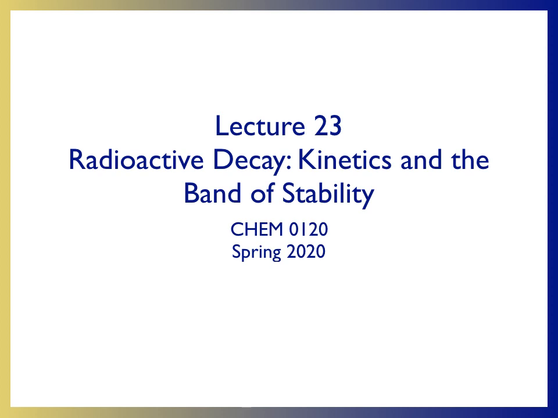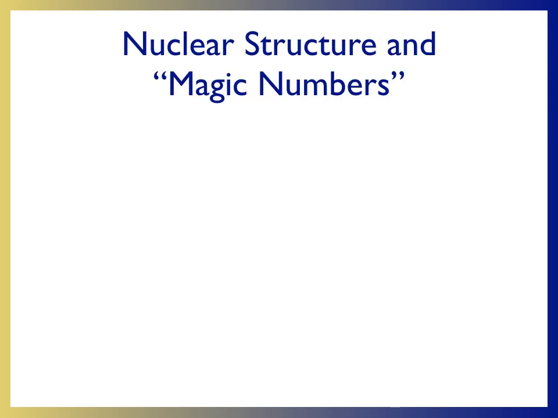Lecture 23, Radioactive Decay, Kinetics and the Band of Stability. In a previous lecture, you were introduced to radioactive decay and the different forms it can take. We looked at alpha, beta, and gamma emission, positron emission, and electron capture. The next step is to look at how we can predict which nuclei will be stable and which will be unstable.